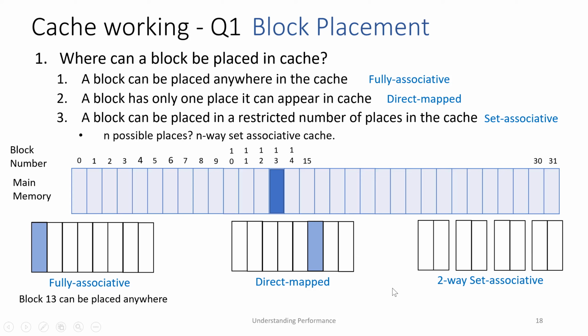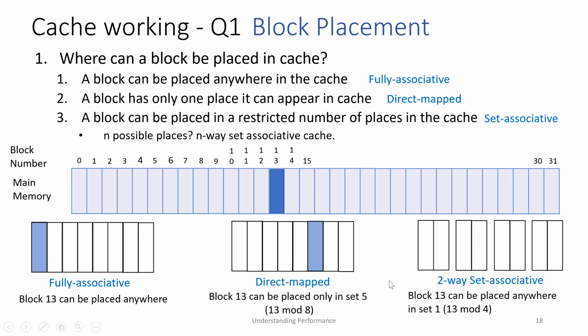In two-way set associative, as the name says, there are 2 locations where we can possibly place this block. And how do we get it? It is 13 modulus 4, because there are 4 sets. That would be 1. It can be placed in either of these 2 locations. That's why it's called two-way set associative, right?